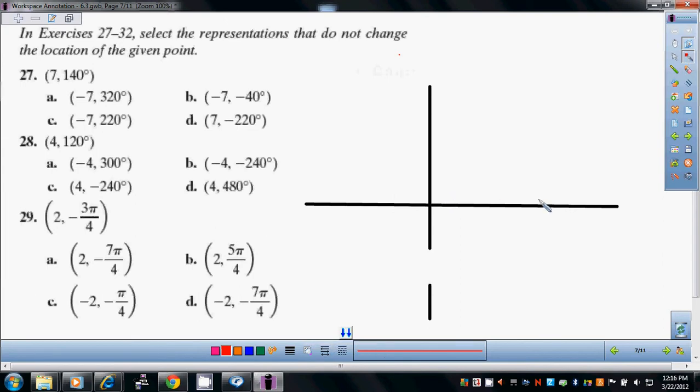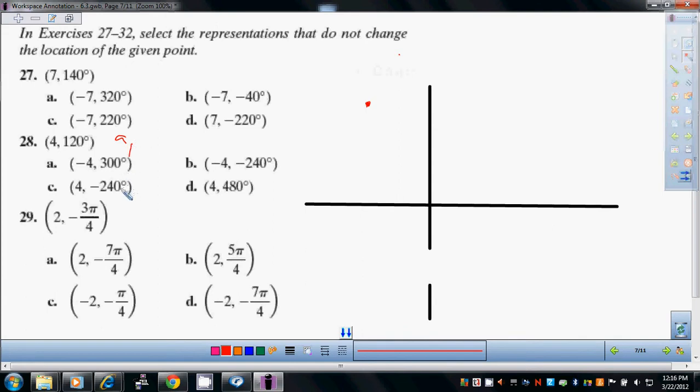So, Caitlin, what quadrant is number 28's original in? Quadrant 2, you're right. 4, 120 puts us right about here, right? Alright. So, now we just go through them each one at a time and see which one also ends up here. So, part A, positive 4, you always start with positive. 300 degrees is here, okay? Negative radius flips you over the origin. So that one would be. So, A.